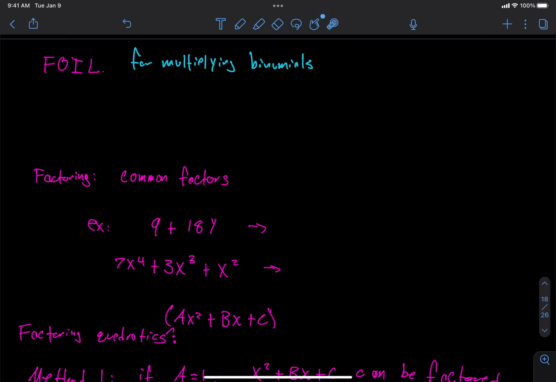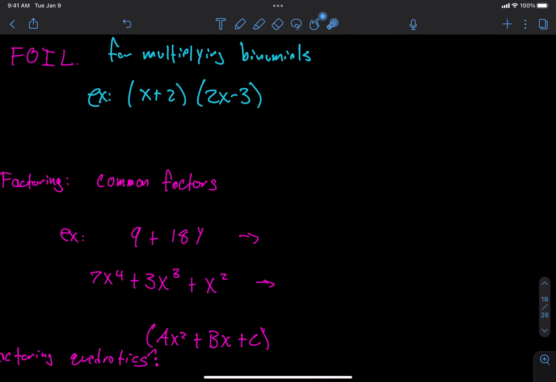So what I mean when I say binomial is I mean it's a polynomial that has two terms. So the Latin root bi means two. So if we have two terms, then we have something like the following. We could have x plus 2 times 2x minus 3. Something like this. And the FOIL acronym stands for first, outside, inside, last, in terms of what we need to multiply together and add up in order to multiply these.